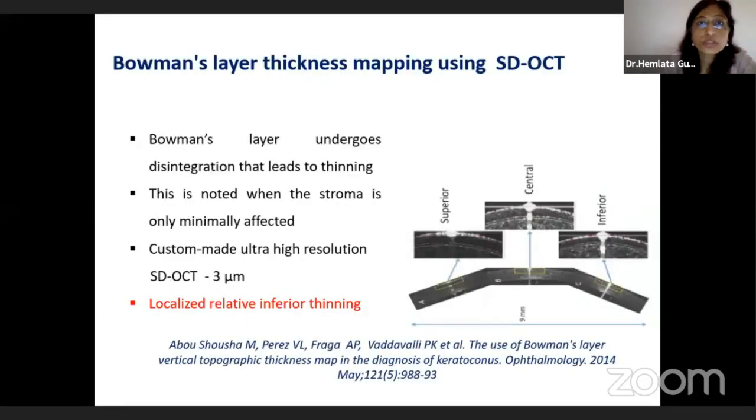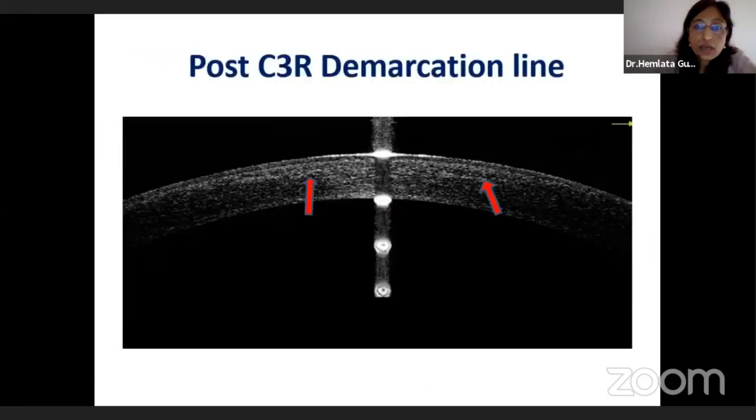Even before there are changes in the epithelial surface, there is disintegration of Bowman's layer, which can be seen as inferior thinning on the high resolution OCT scan. This is also how OCT helps us see the demarcation line post C3R procedure. This demarcation line usually appears a month after the procedure, and correlates directly with the effectiveness of the treatment.